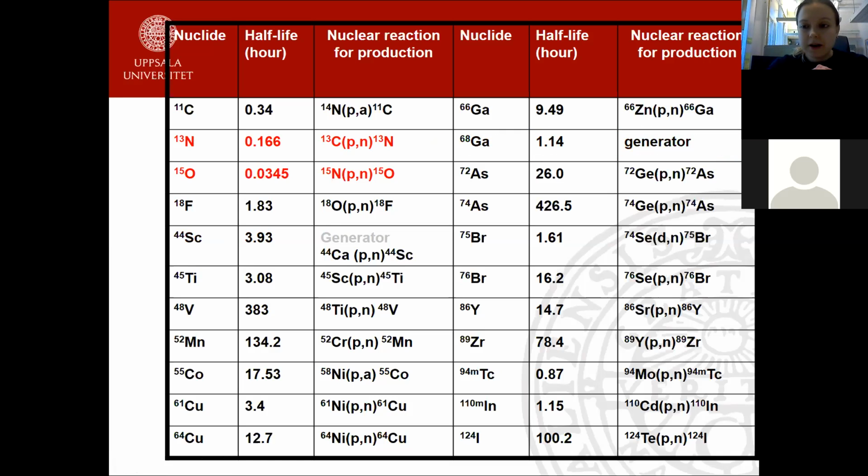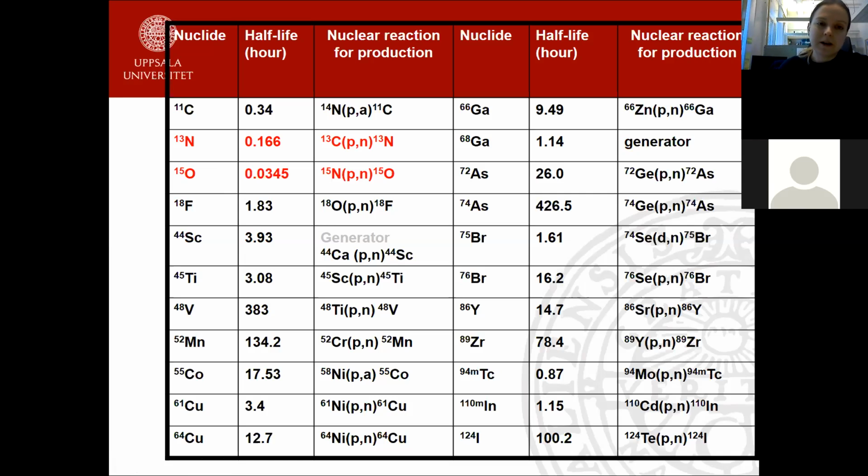And now we can look at other nuclides that can be produced on a cyclotron. The first that we can see in red are the nuclides oxygen-15 and nitrogen-13. They have a very, very short half-life of just several minutes. So it's not so useful for labeling, because labeling of proteins is a chemical reaction which takes a certain amount of time. Then if you need to do purification, perhaps you need to do quality control.